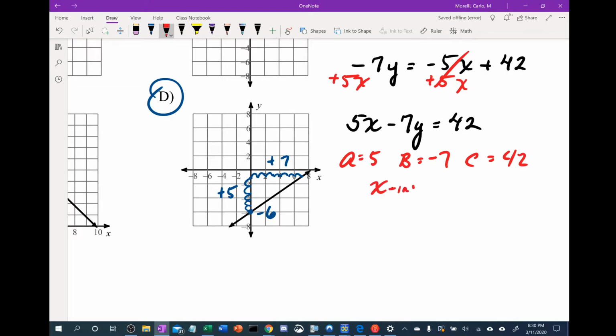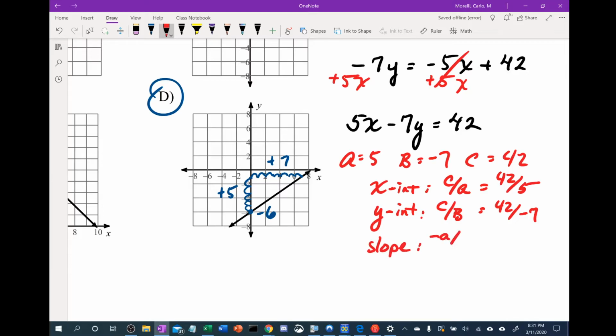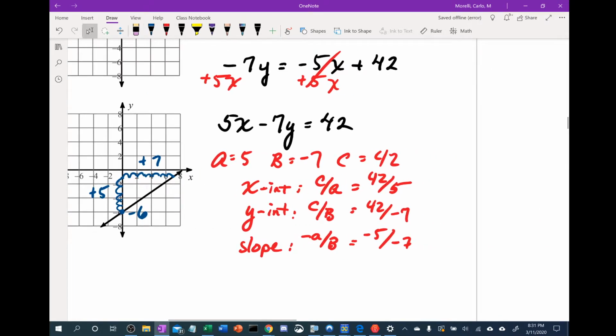For example, you know that the x-intercept is at C over A, which would be 42 over 5, whatever that is. You know that the y-intercept is at C over B, which is 42 over -7. We already determined that that's -6. And we know that the slope is -A over B, which is -5 over -7, which we already determined was 5 over 7.